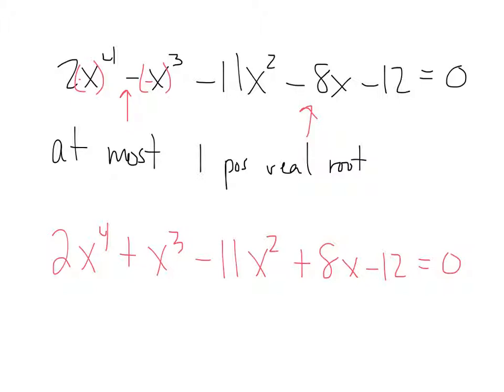So how many sign changes do you see now? How many? 1, 2, 3. Oh, sorry, the first one's not right. I apologize. And the third over here. So at most 3 negative real roots.